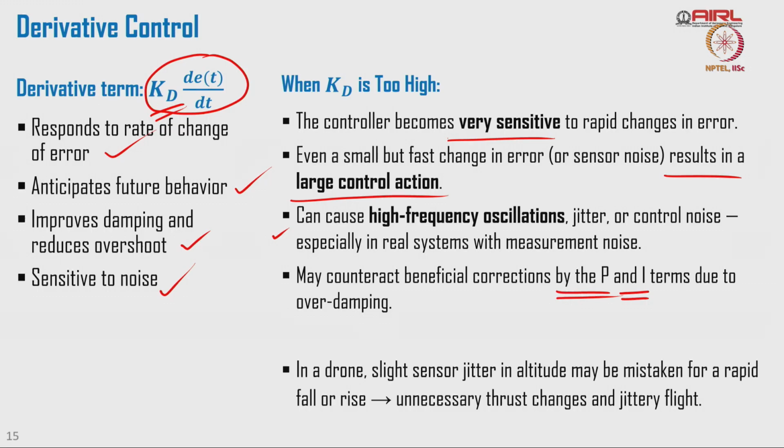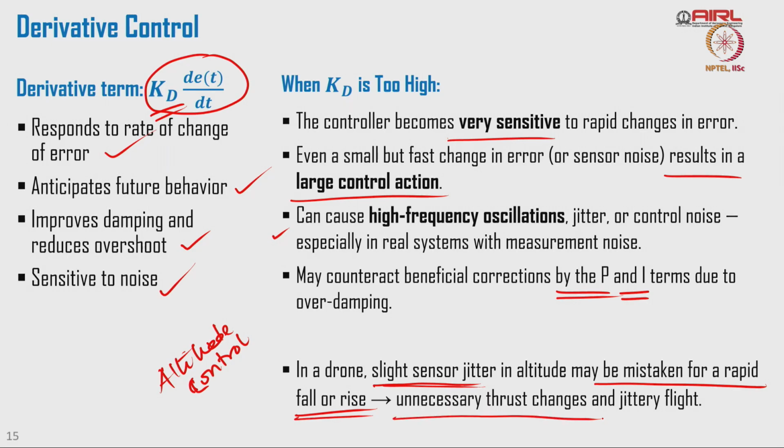overdamping. So, in a drone, when we have altitude control, a slight sensor jitter can be mistaken for a rapid fall or rise, because there is a rate of change of error, and when there is a sudden change, it can be mistaken as a rapid fall or rise in altitude. So, unnecessary thrust change will happen, which is not good from the perspective of energy consumption.